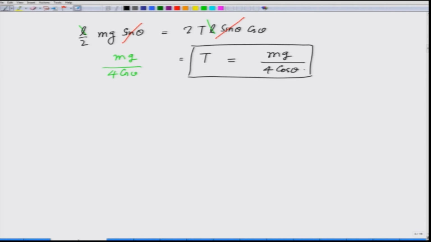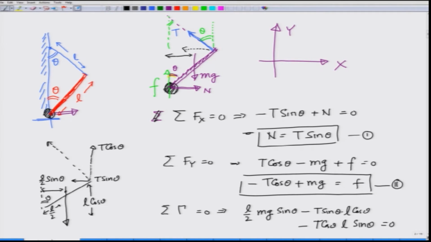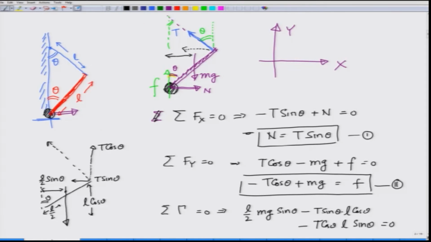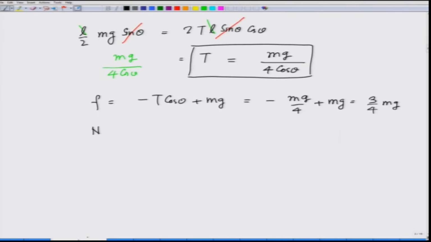What we are more interested in is the frictional force, and let me look at the equation. The force was F equals minus T cos theta plus mg, which is equal to minus mg by 4 plus mg, which is 3/4 mg, and n, which from the first equation here is T sine theta, is going to be mg over 4 tangent of theta. So, we found the frictional force and the normal reaction.